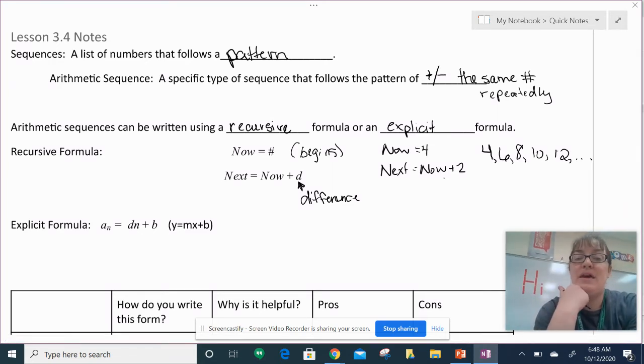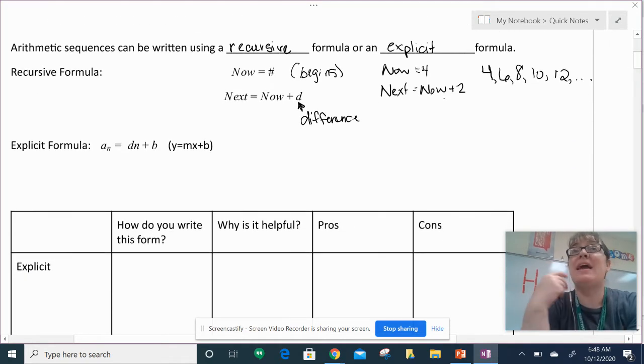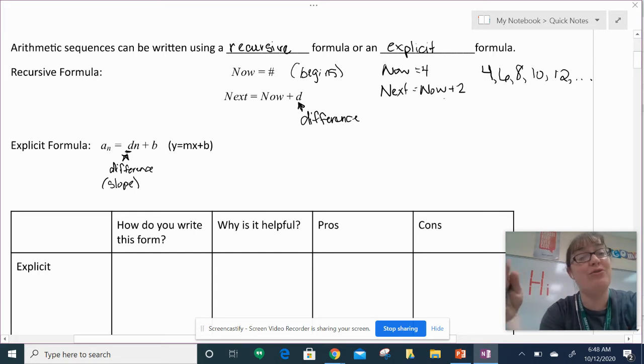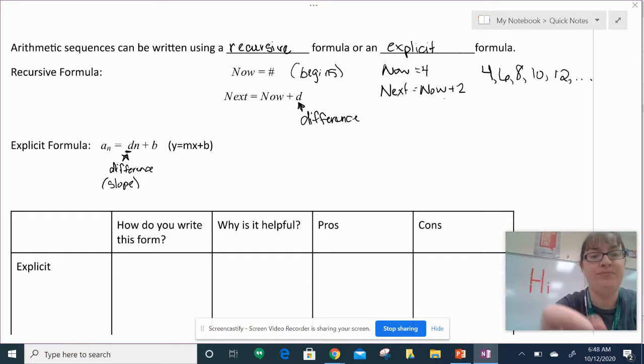An explicit form, on the other hand, is more like the linear equations that we've been writing. We can think about it in terms of y equals mx plus b. If you'll notice, the d this time is right here. The d is still the common difference, but look at where it's placed, in the slope position. What we're doing over and over again is actually the slope of our line, and that makes sense because slope is how we're moving over and over again. And b just stands for the y-intercept, or where we're beginning.